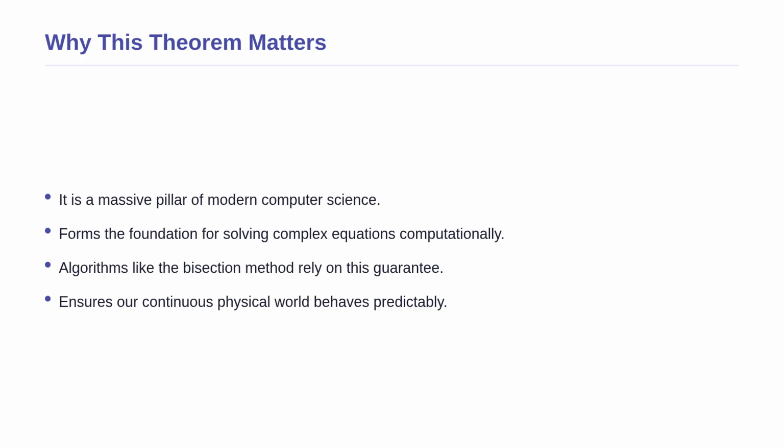Instead, computers use algorithms based on this theorem, like the bisection method, to trap the answer between a positive and negative value, slowly narrowing the gap. Without this theorem, we would have no mathematical guarantee that these computer algorithms would ever actually find the correct answer.